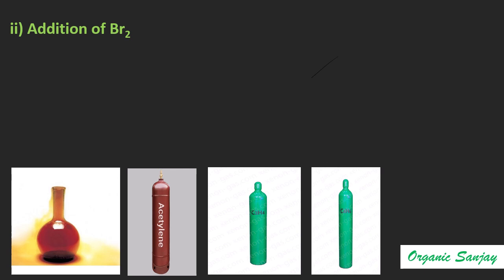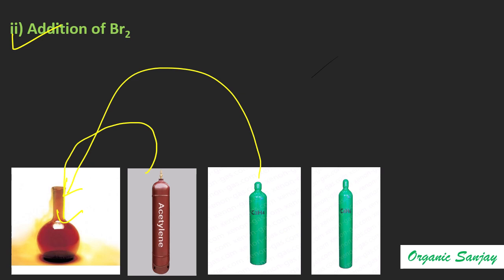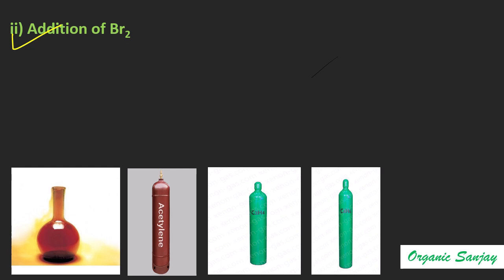Now, addition of bromine. As you can see in the first picture, bromine is a reddish brown liquid. When an alkyne like acetylene, or propyne, or let's say butyne, is passed into this liquid bromine, the reddish brown color of the bromine will turn colorless. Now let's see the chemical reaction, why it becomes colorless. There occurs an addition reaction of bromine.